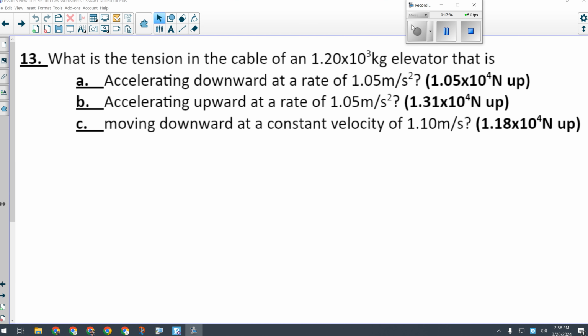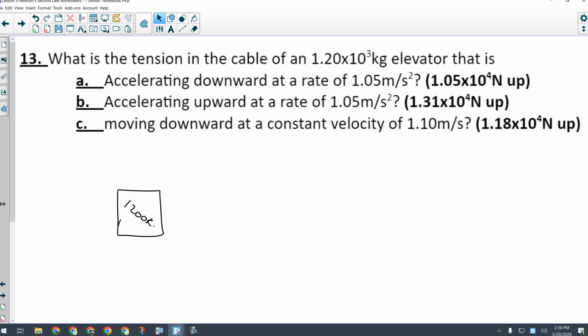Okay, let's have a look at 13. One of the best ideas, and it's a great idea for any Newton's second law question, is to draw a free body diagram. So for this elevator question, I've got a 1,200 kilogram elevator, and I know that it is accelerating. I'm putting acceleration over here because it's not part of the forces, so I don't put it on my free body diagram.